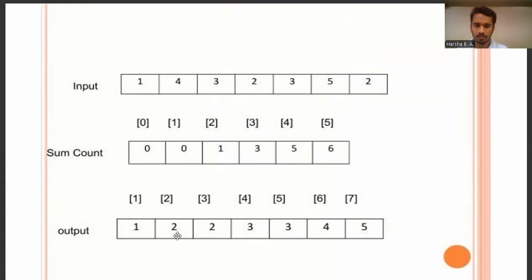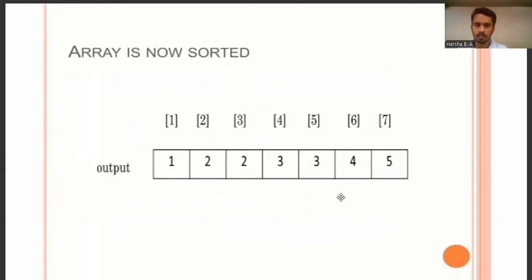So, here is the output giving a sorted array ranging from 1 to 7. So here 1 is occurring 1 time, 2 and 3 are both occurring 2 times, 4 and 5 are occurring 3 times, 6 is occurring 4 times, and 7 is occurring 5 times. So here finally we get the output as a sorted array.